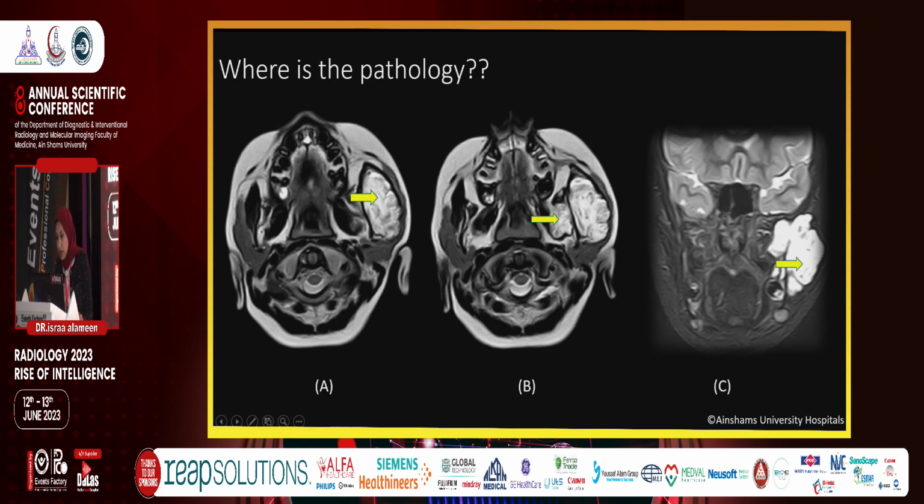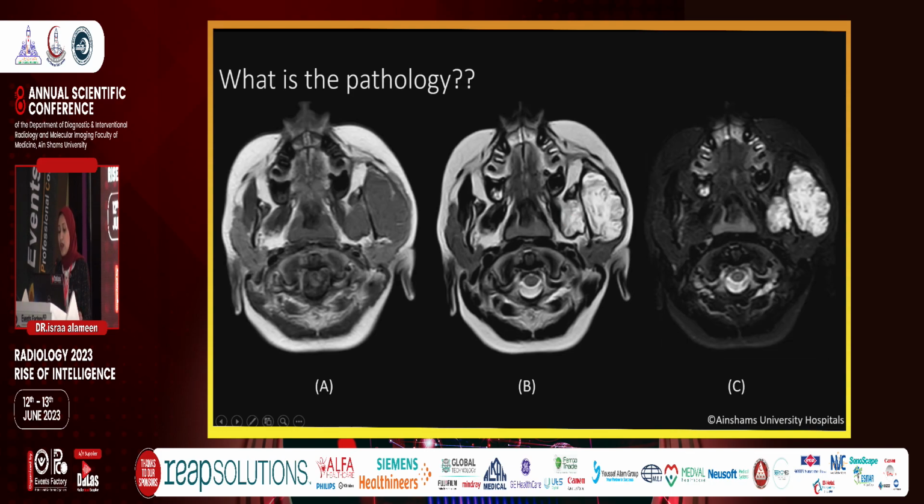And image C on the right, this is a coronal T2 STIR sequence, which shows that there is a transspatial lesion occupying the left masticator space, starting in the left masseter and passing through the mandibular notch to involve the left medial pterygoid muscle. So now we determine the origin of our lesion. Let's next see what is the radiological finding then.